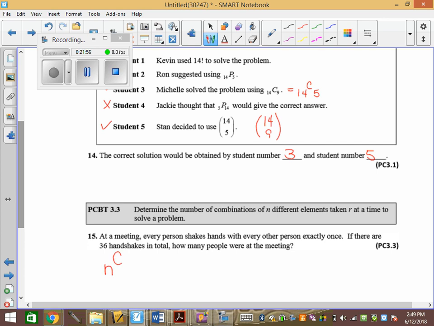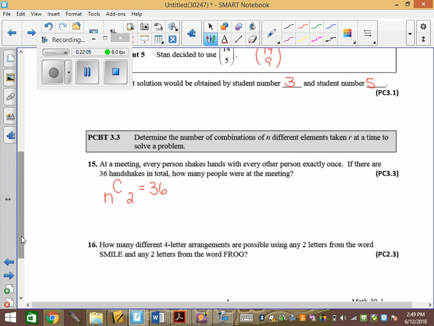And how many people shake hands at a time? 2, 3 or more is awkward. And it equals the total, which is 36. So we could fill it into our formula, or we could do what? Guess and check. It's a C. Combing your hair, order does not matter. C is a com. Order doesn't matter. So what do you get? So 9 people.